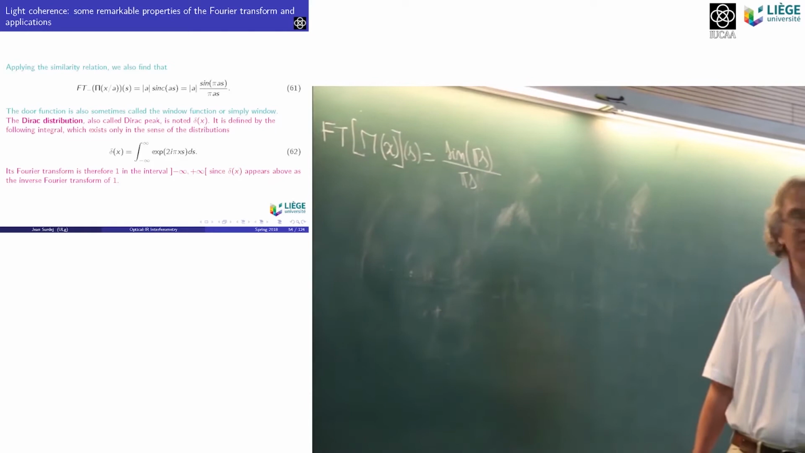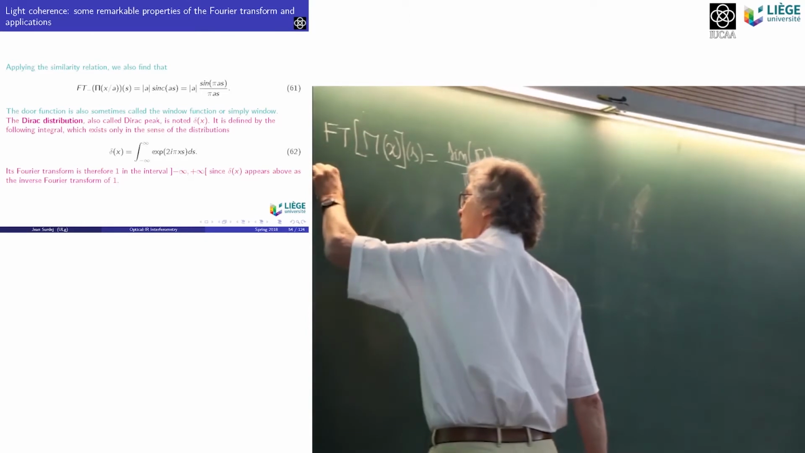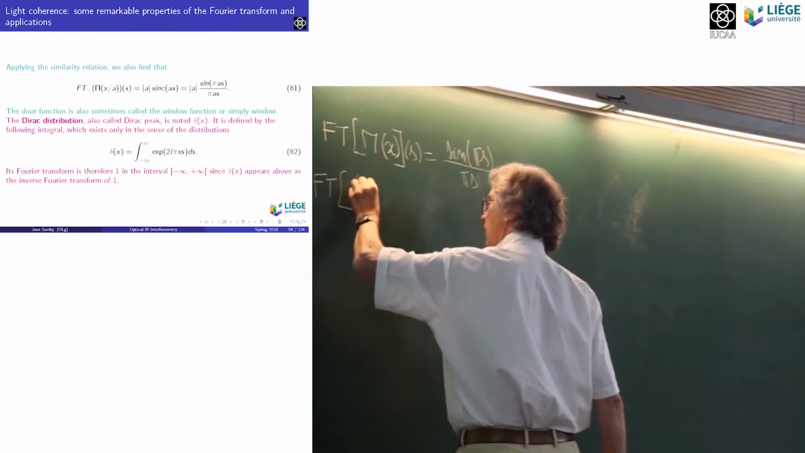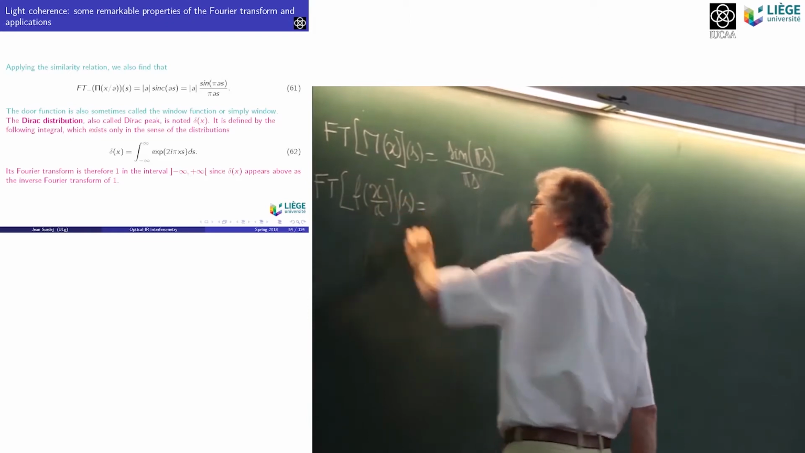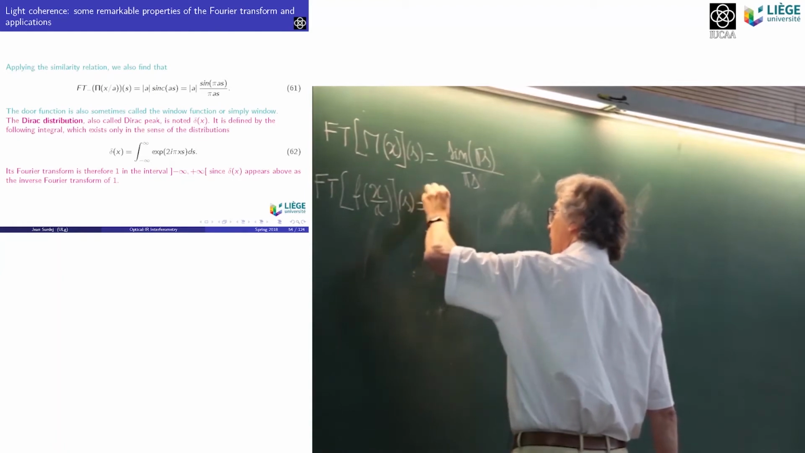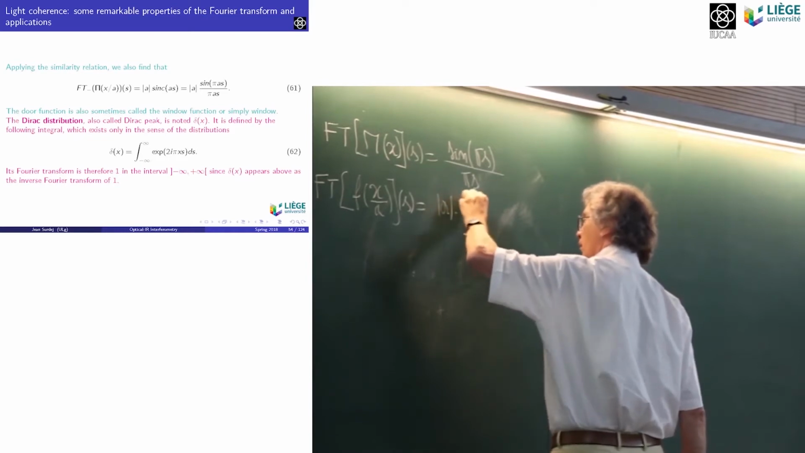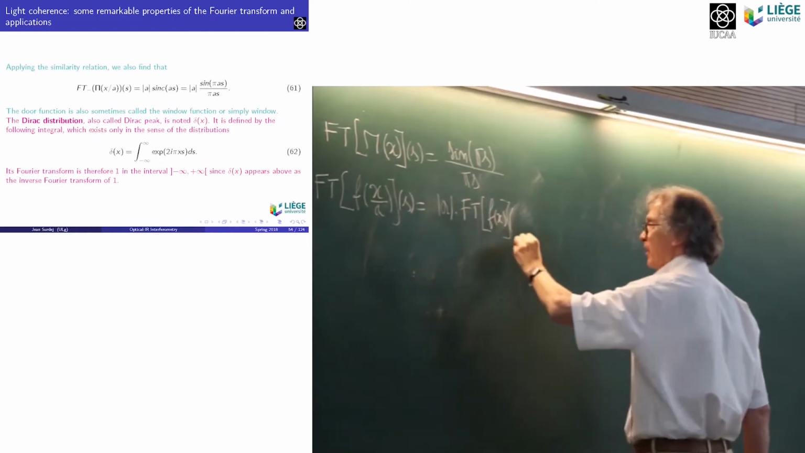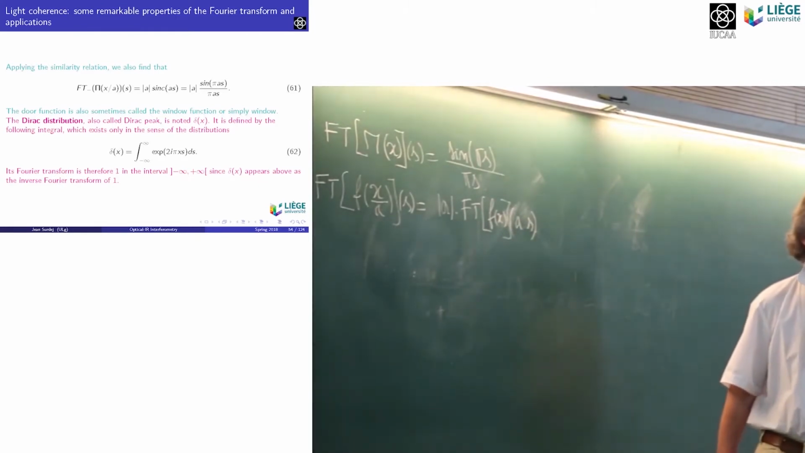Then a second property that we established was the similarity property, which is the following: the Fourier transform of a function f of x divided by a, where a is a real number, is equal to the module of a multiplied by the Fourier transform of the function f, but for the variable a times s. So these 2 properties we established last time.